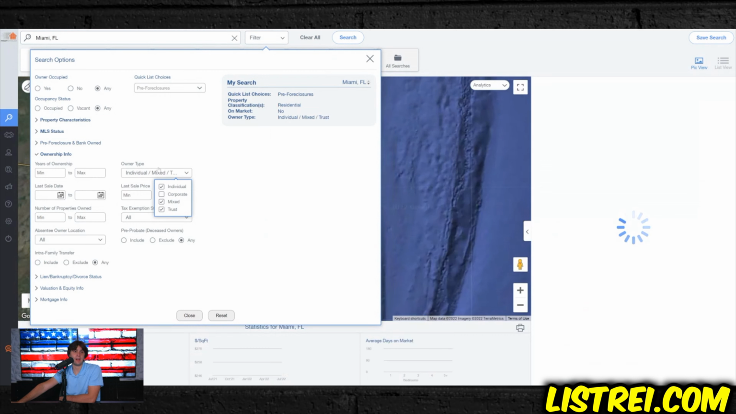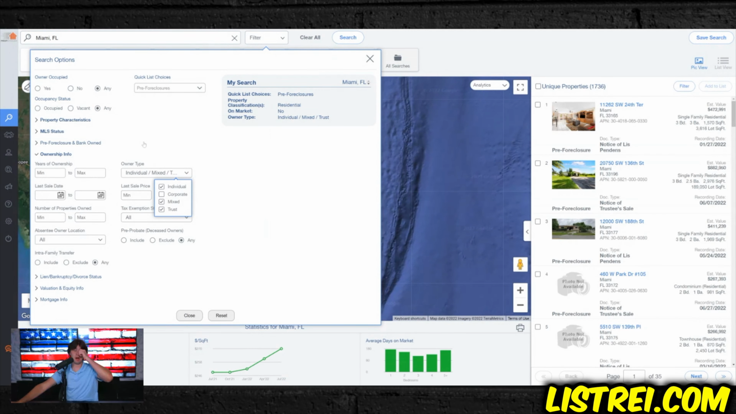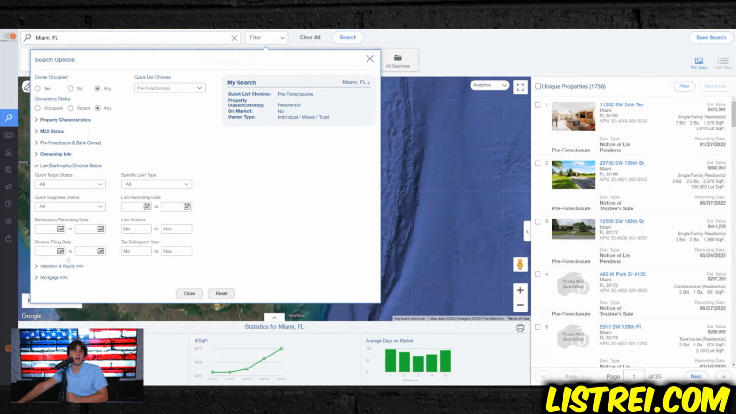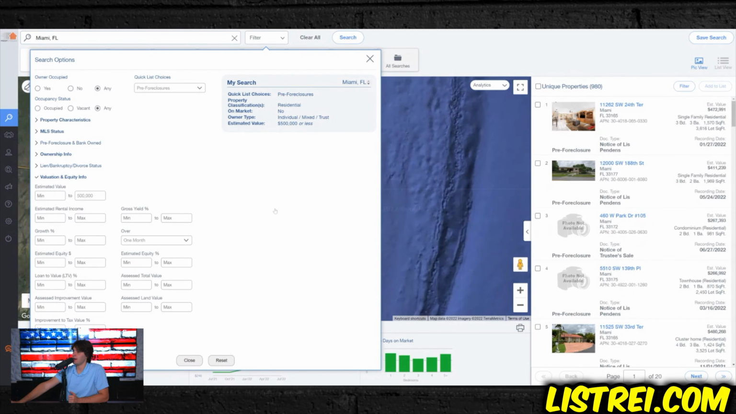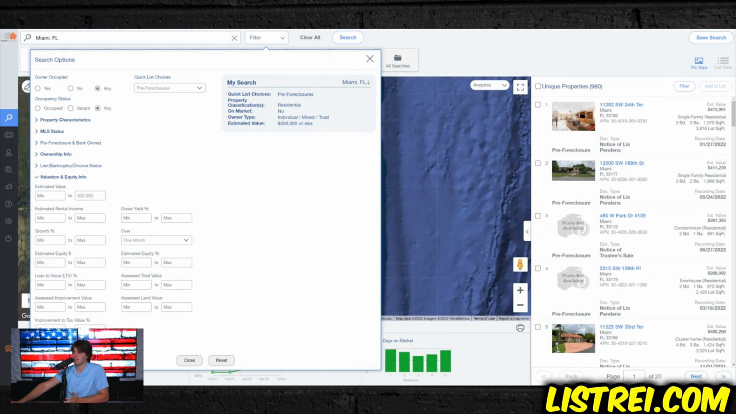I'm in Florida. There's a lot of old people in Florida, so a lot of them actually have their properties in a trust. And I actually wholesale a lot of trust properties, so it works really good. We're going to go to liens here. Now, one thing we could do, we could filter out liens. Not a big fan of that for pre-foreclosure. So we're just going to go to valuation. I don't want to do anything above, I said 400. Let's do 500K. So that's 980. That's actually a decent list.